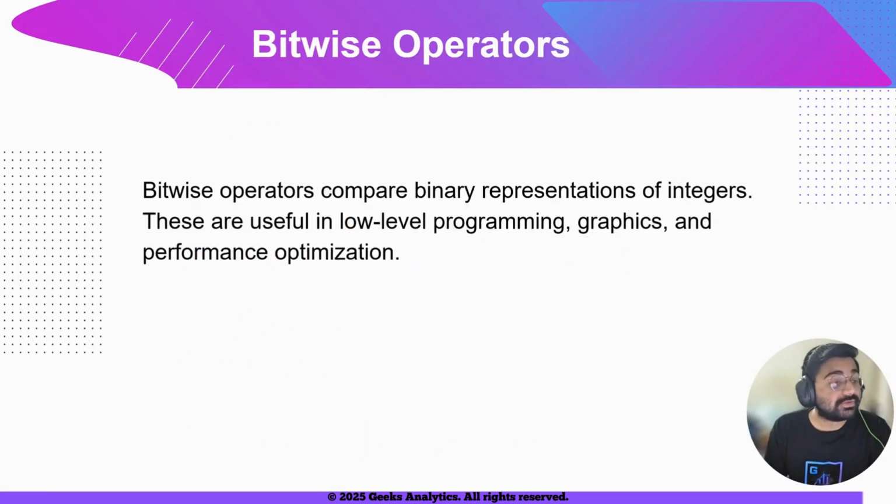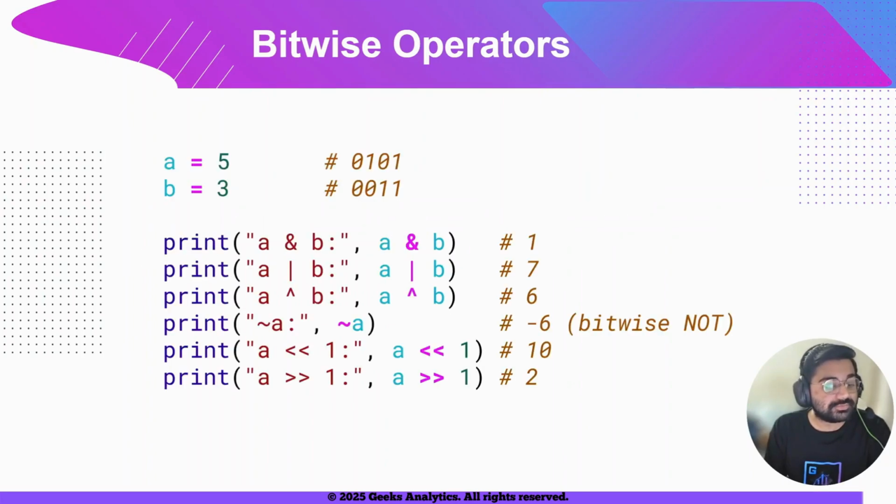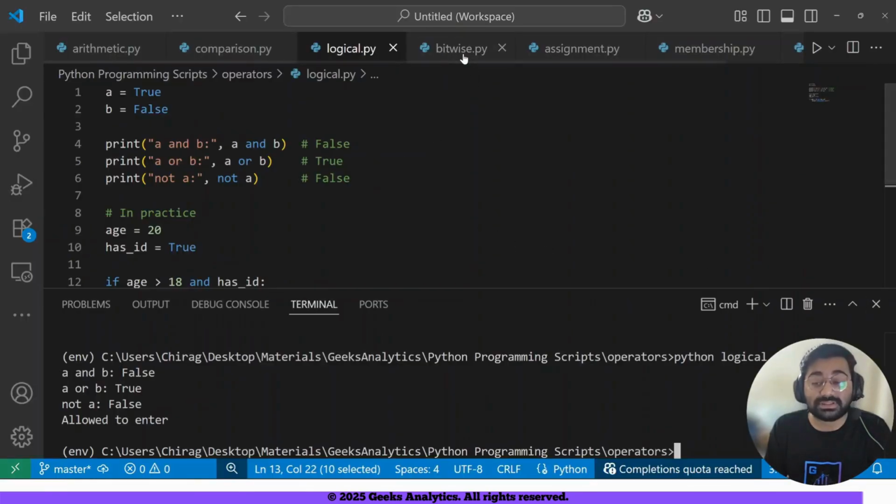Then the next operators we have are the bitwise operators. Bitwise operators compare the binary representation of integers. These are useful in low-level programming, for those working with microcontrollers, microprocessors, or performance optimization code. So bitwise operators can be used there. They're a bit tricky to understand, so we'll try to see how each of these works.